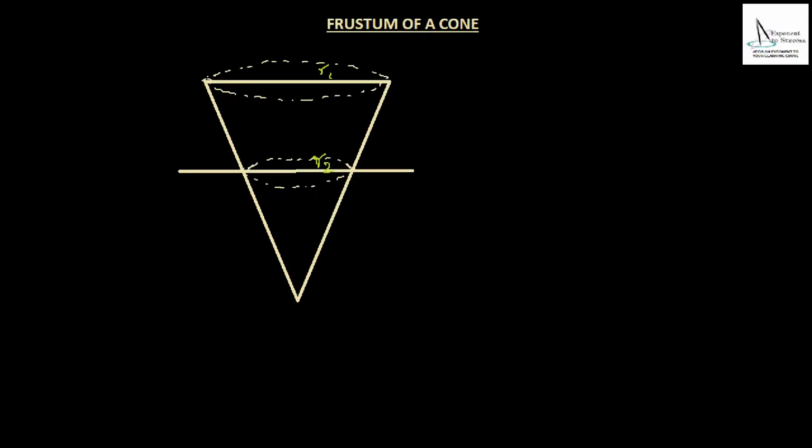Now a cone has a height too, and to draw the height, let me take it from the vertex of the cone to the top of the circular part, and let me call this height h1. Now we have a smaller cone as well, and as you can see, the radius of the smaller cone is r2 and that also has a height, so let me call that height h2.